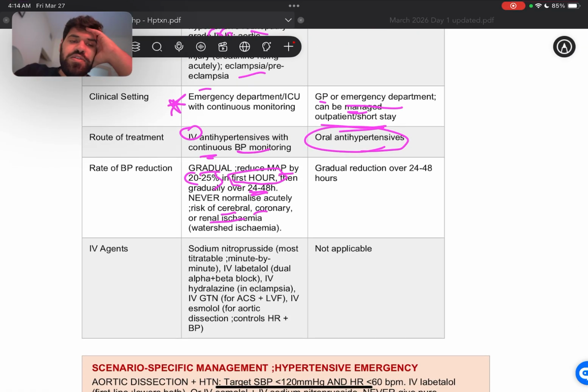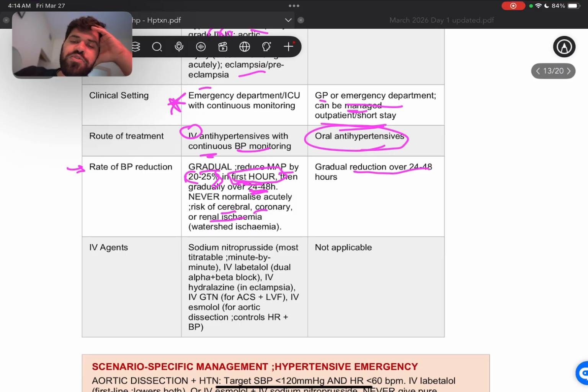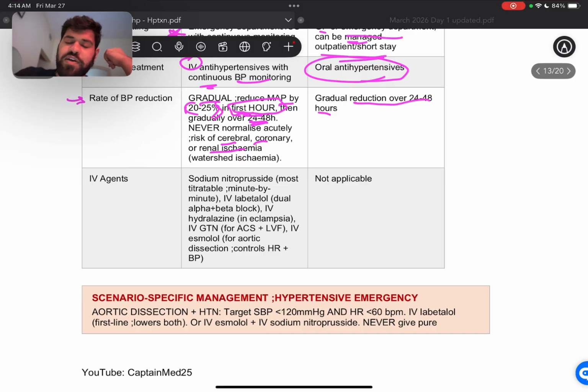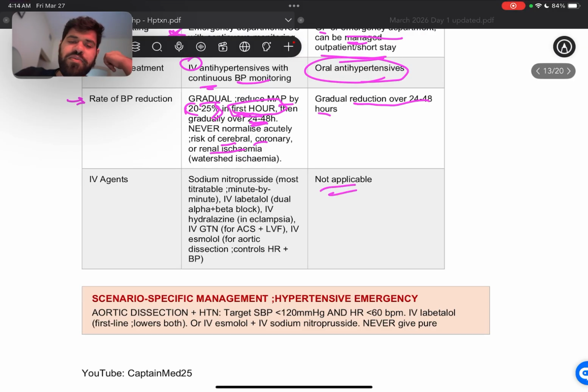All right. The rate of BP reduction should be gradual: reduce the mean arterial pressure by 20-25% in the first hour, then gradually over 24 to 48 hours, to save the patient from something known as watershed ischemia. Also, a sudden change in the MAP, a sudden drop in blood pressure, leads to vomiting, so we'll have a lot of loss of fluid as well. Then again for urgency we have a gradual reduction over 24 to 48 hours. IV agents for urgency are not applicable.